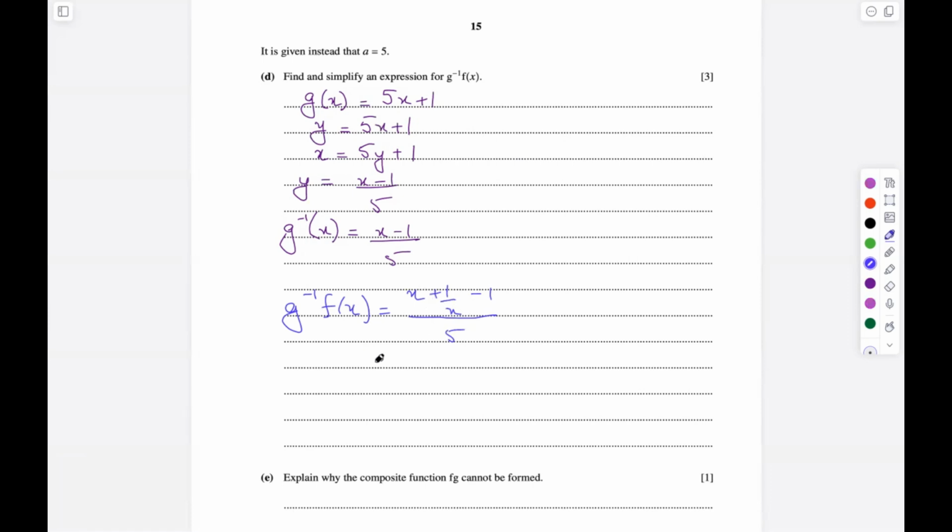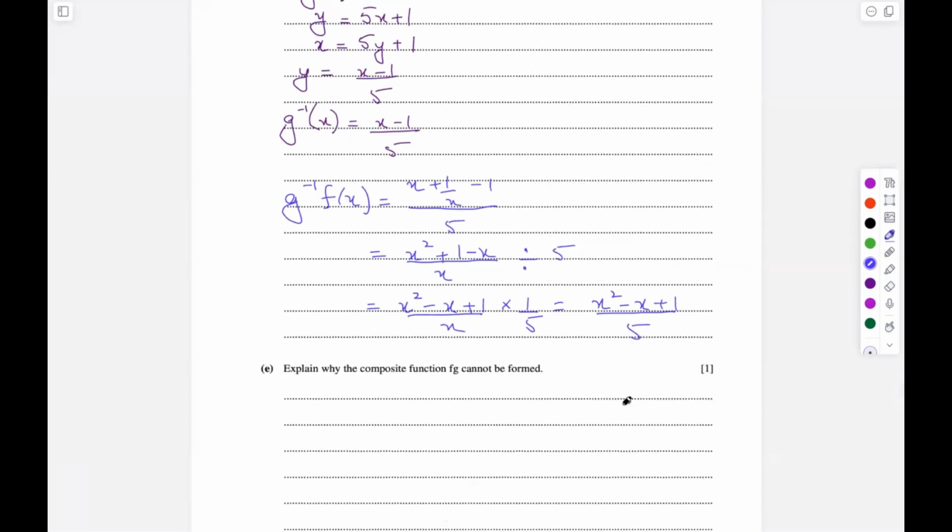Simplifying the numerator, taking the LCM, this will become x squared plus 1 minus x upon x, and this is being divided by 5. So we can write it like this. We can simplify this to write it as x squared minus x plus 1 upon x. And when you bring the multiplication sign, this will become 1 upon 5. So the final answer can be written as x squared minus x plus 1 upon 5x.